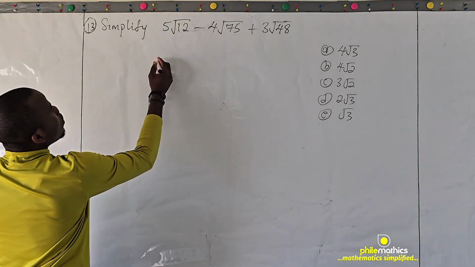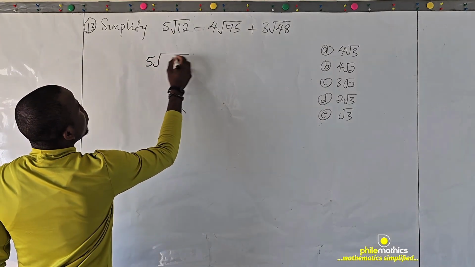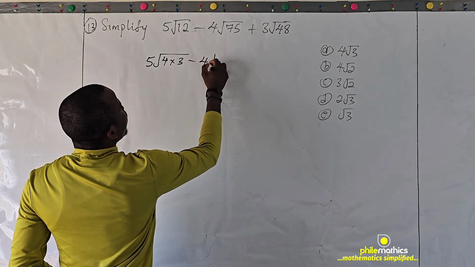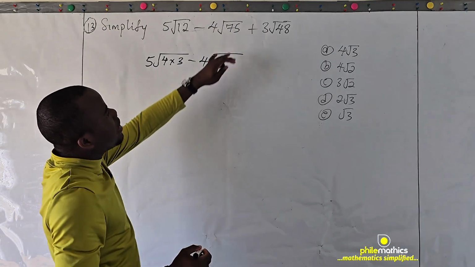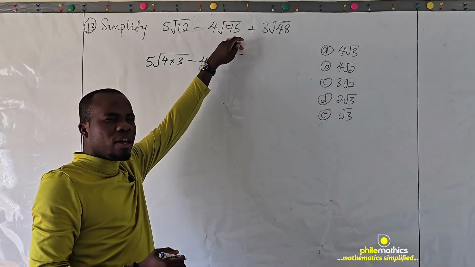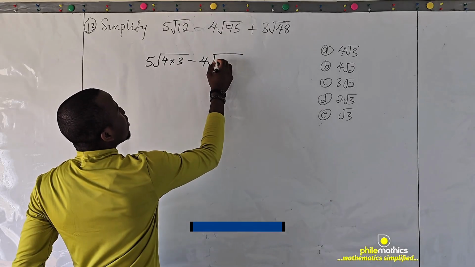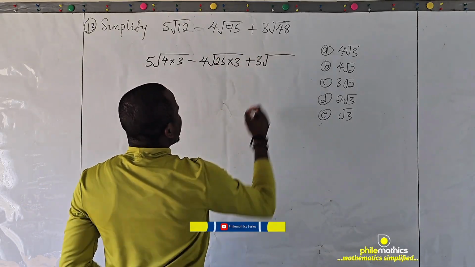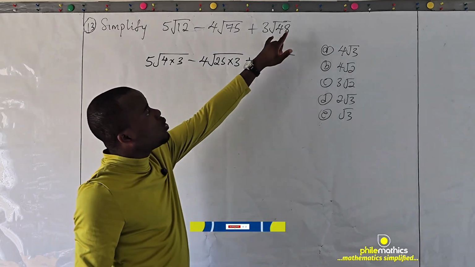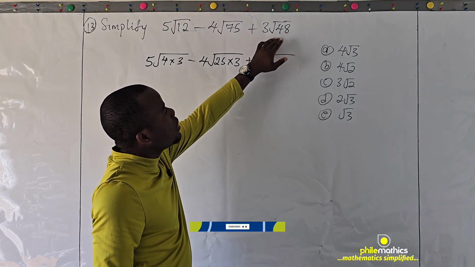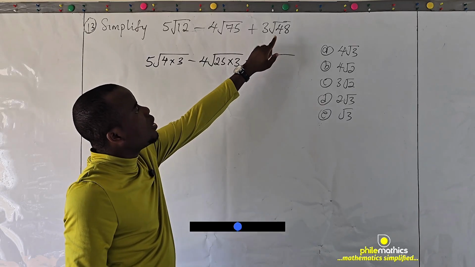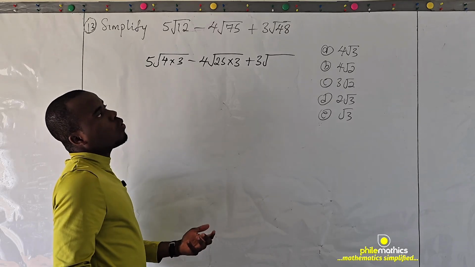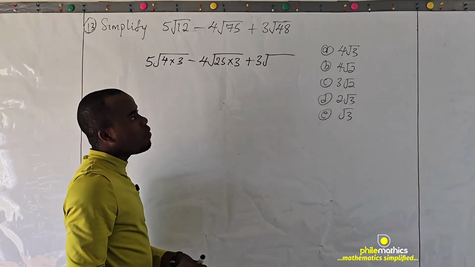And so I can reduce this as 5 root 4 times 3 minus, if you look at 75, the largest perfect square inside is 25. So I can reduce it as 25 times 3. And finally, if you look at 48, I can reduce this as 16 times 3. I mean, you could use 4, but 4 is not the largest perfect square.